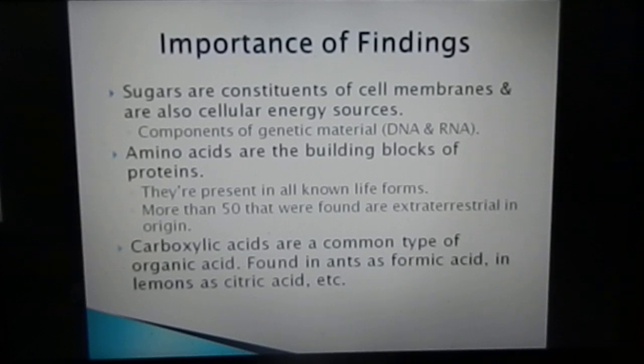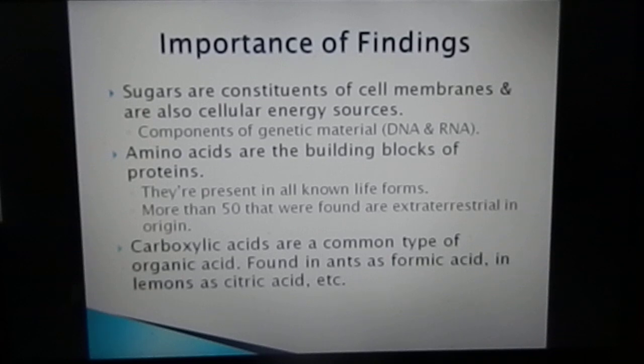Now, the importance of these findings. The importance of finding sugars in this meteorite is that sugars are constituents of cell membranes and are also cellular energy sources. So they make up cell membranes, or a part of what makes up cell membranes, and they're necessary for the metabolism in your cells. They're also components of genetic material like DNA and RNA. You all know what DNA is, I'm sure, but I have a slide talking about RNA, in case you guys don't know what it is. So a little biology lesson.